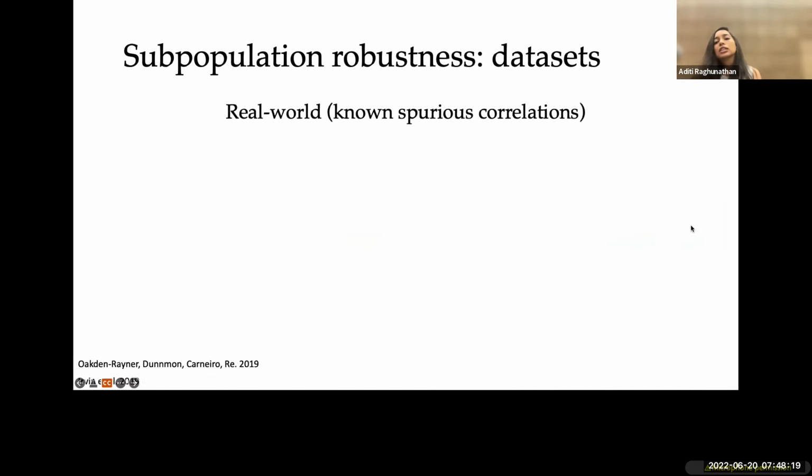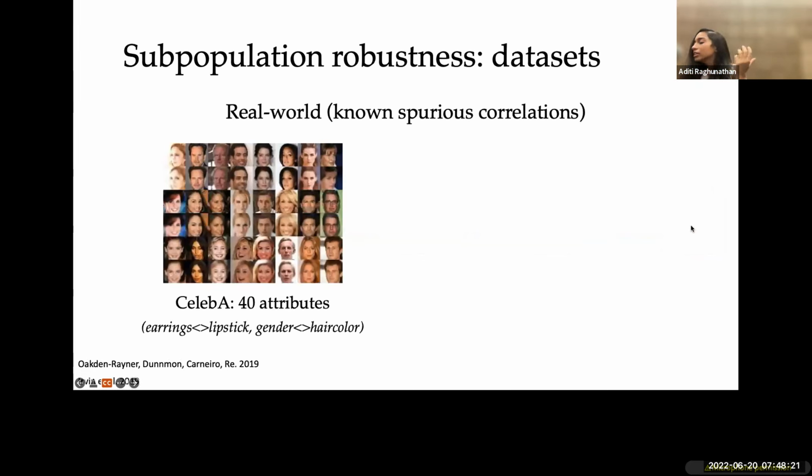There might also be more real world situations with known spurious correlations. For example, the CelebA data set that perhaps a lot of you are familiar with has many different attributes, and there are a lot of correlations that are kind of interesting to look at. For example, gender is correlated with hair color. It turns out that there are very few male celebrities who are blonde. And so if you're blonde, you're typically female, and there's this correlation.